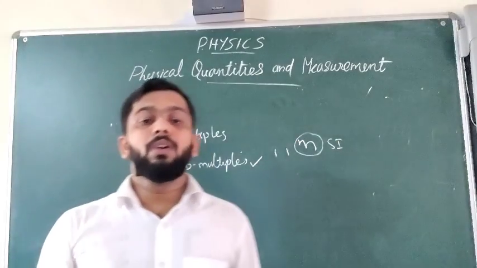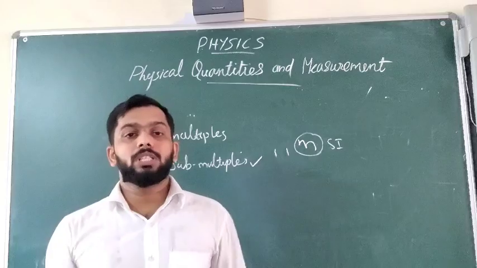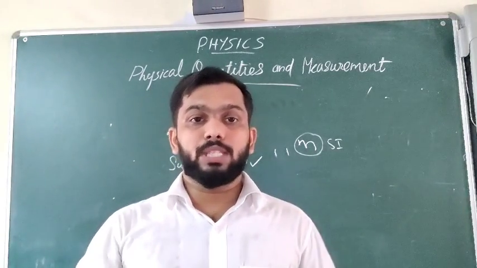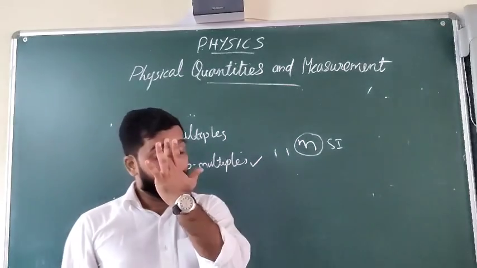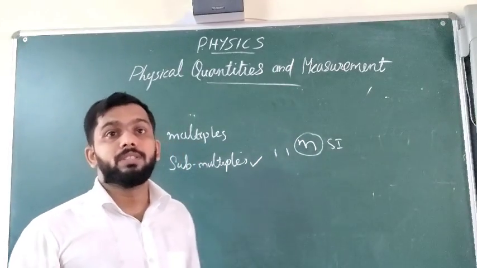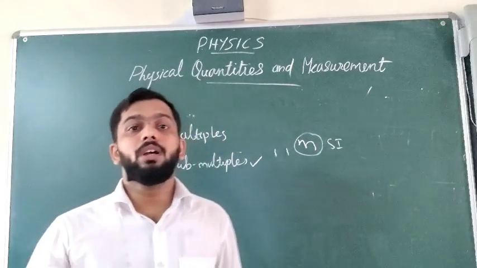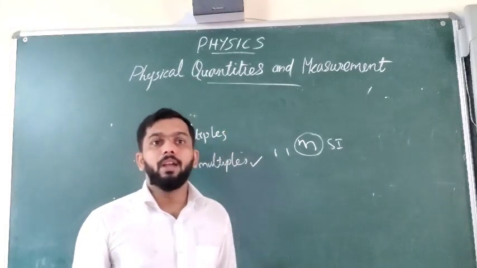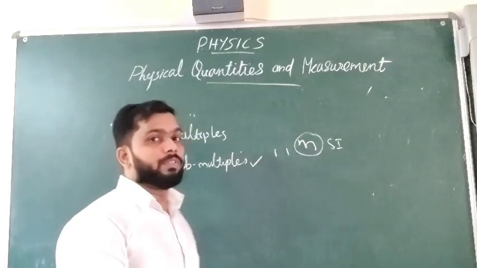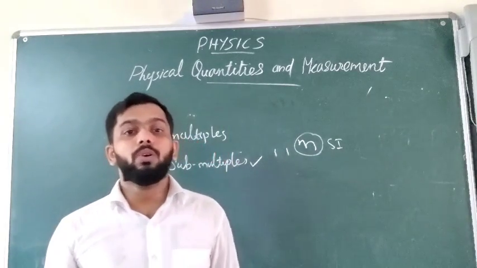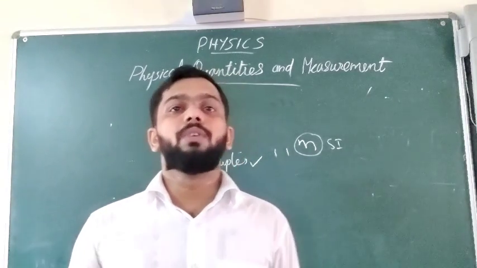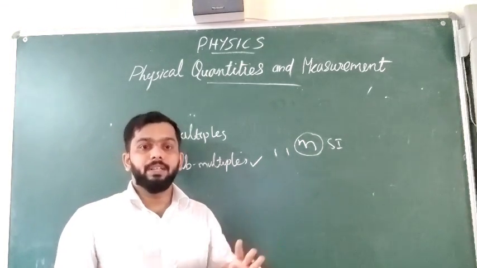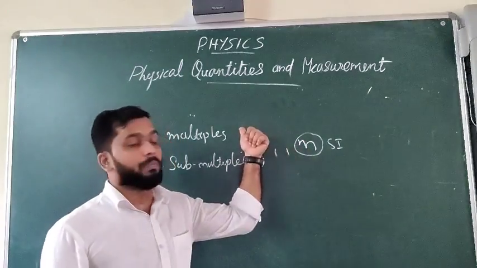And now, if I want to express the distance from Salembur to Devariya, it is very difficult for me to express in meter. I can express it in meter, but if it is 30 kilometer, how many meters is 1 kilometer? 1000 meter. So if there are 30 kilometers, 30 into 1000 meters will be there. That is also very difficult for me to express in SI unit. So I will go for multiples.